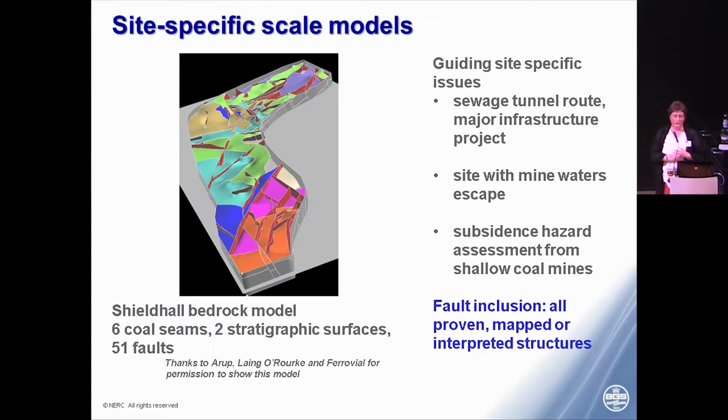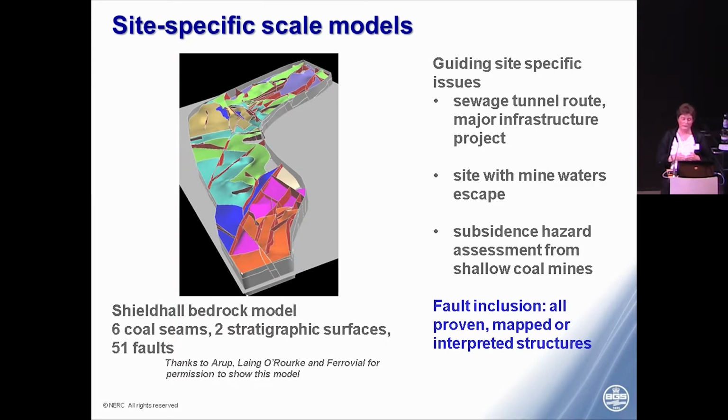So just moving on now to think about some of the different models that we've made. I'm going to go from site-specific scale models up to regional. So this is an image of a linear kind of model that we made to go along a major infrastructure project, a major sewage tunnel planned to go on the south side of Glasgow. And it's a complicated model.